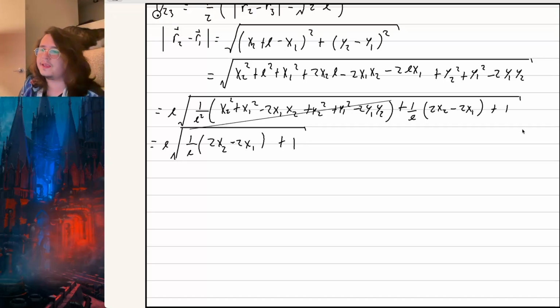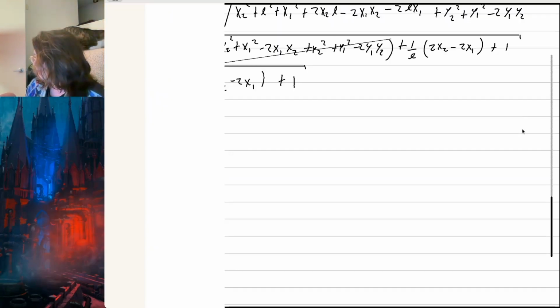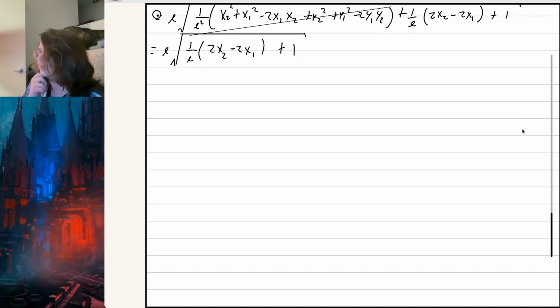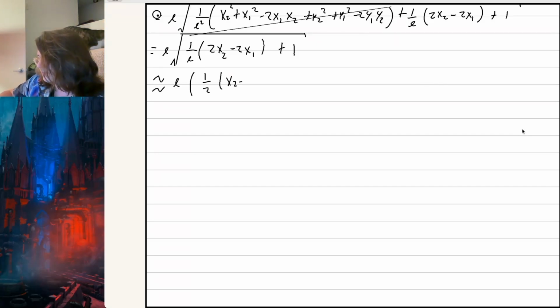This is the form of a binomial that we can just expand. Because it's a radicand, you have 1 plus a small number. Again, L is larger than x2 or x1, so we can do the binomial expansion without any feelings of grief. So this will end up being L times, what, 1/2 of x1 minus x2 plus 1? x2 minus x1 plus 1.